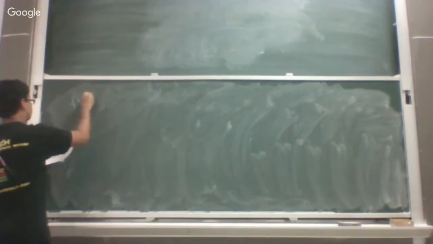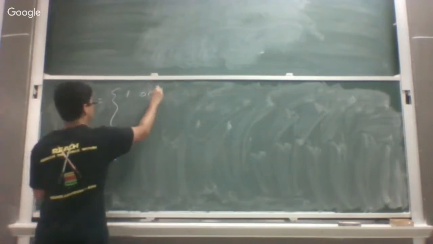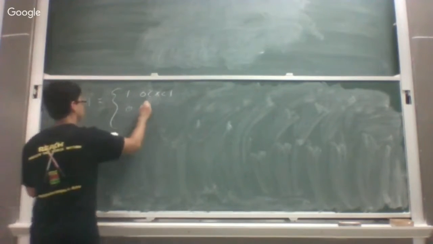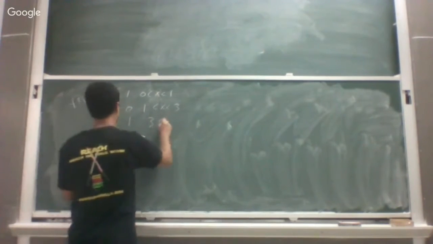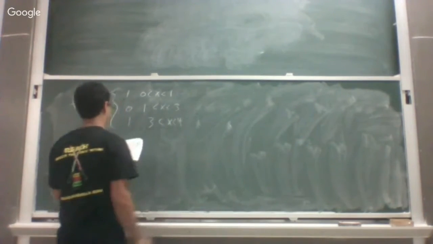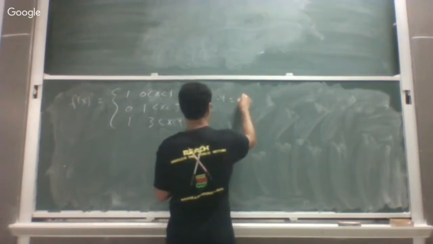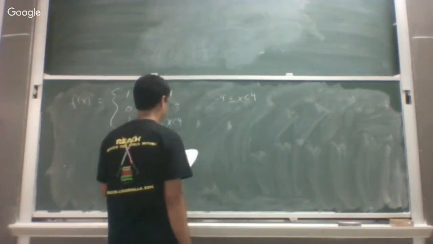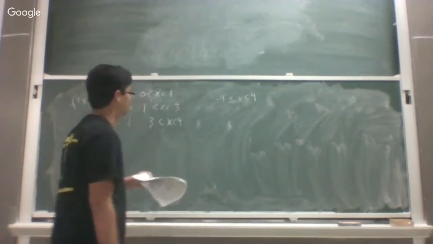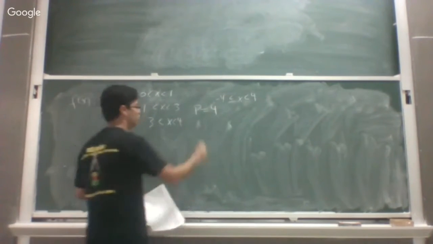Seven, we are told we have a period of 4 of f of x equal to 1 between 0 and 1, 0 between 1 and 3, and 1 between 3 and 4. And we have to sketch between -4 and 4. So first of all, what is our L value? They tell us that our period is 4. Our L is equal to 2.